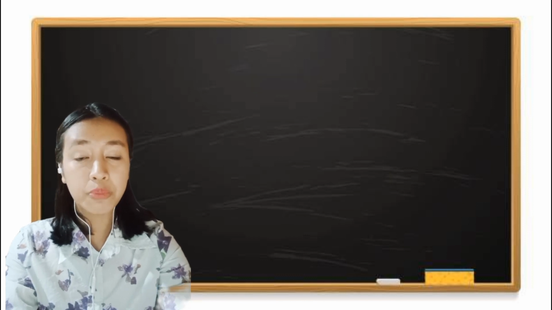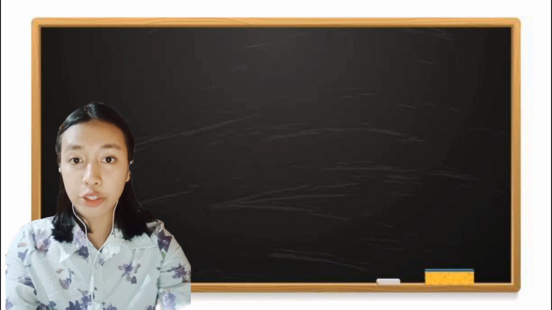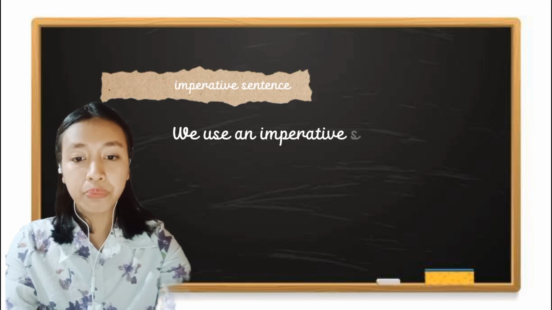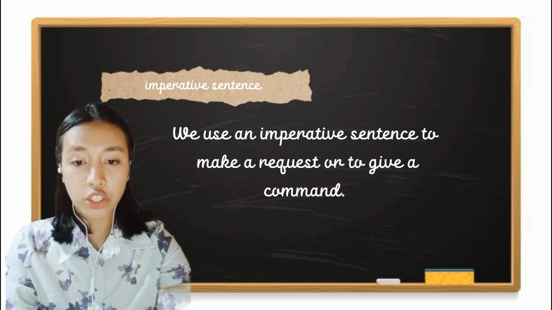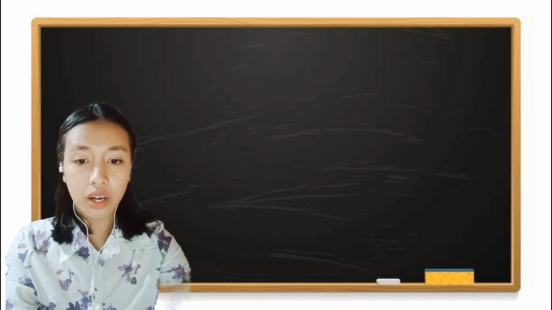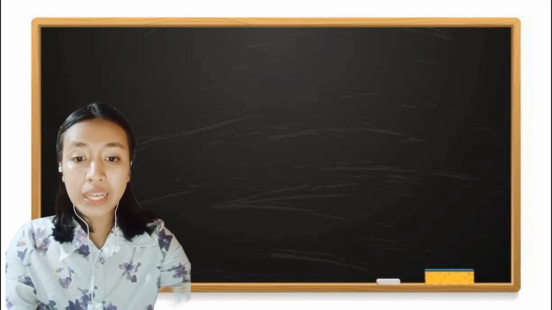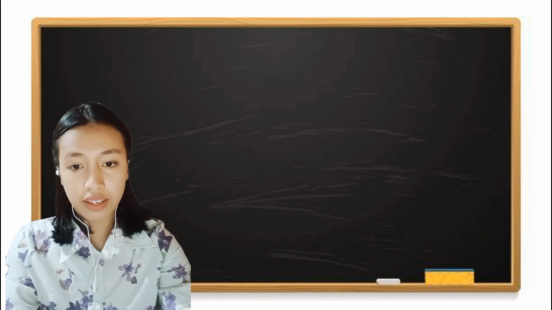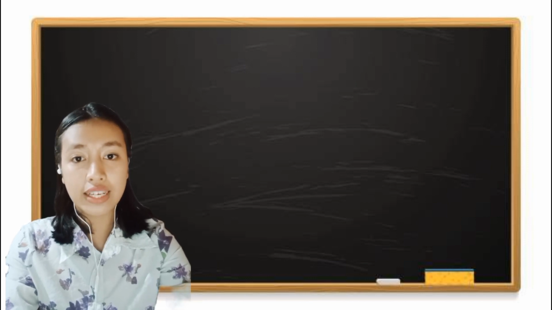Example, I want to be a good cricketer. This is a statement. I am very happy today. This is a feeling. Imperative sentence. We use an imperative sentence to make a request or to give a command. Imperative sentences usually end with a period, but under some circumstances, they can also end with an exclamation mark. Example is, please sit down. This is a request. I need you to sit down now. That is a command with an exclamation mark.